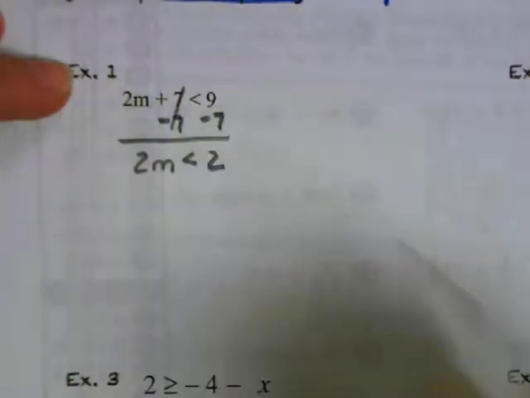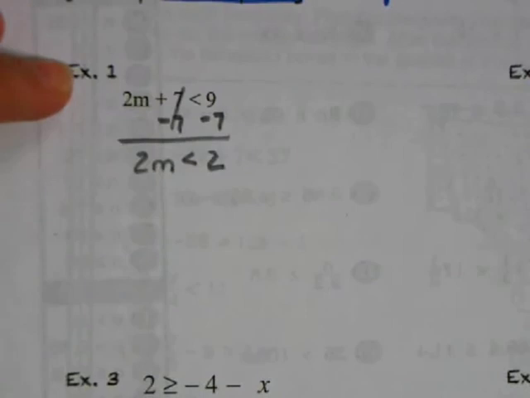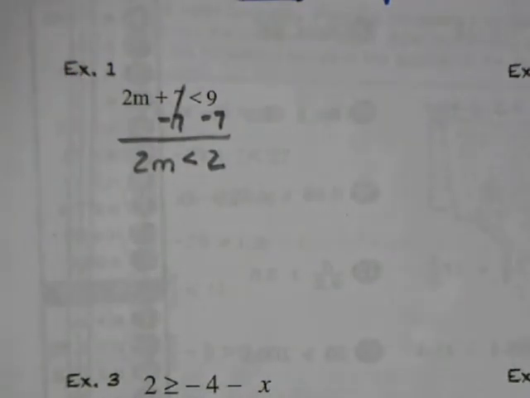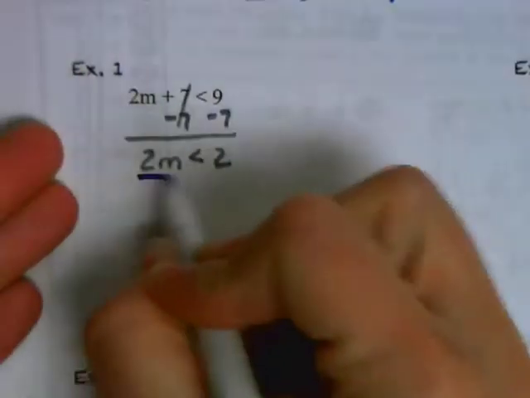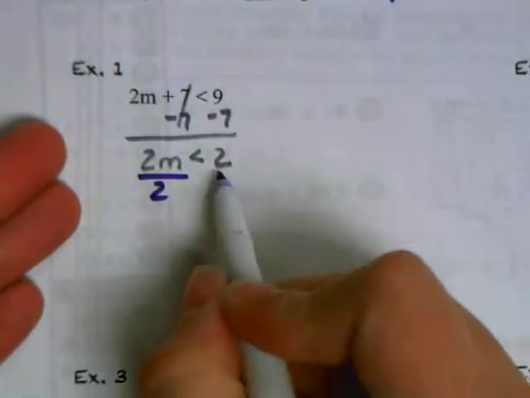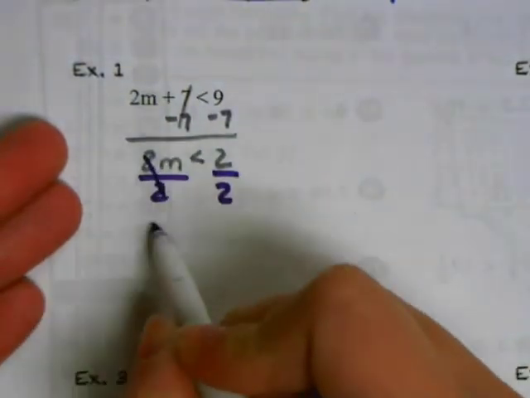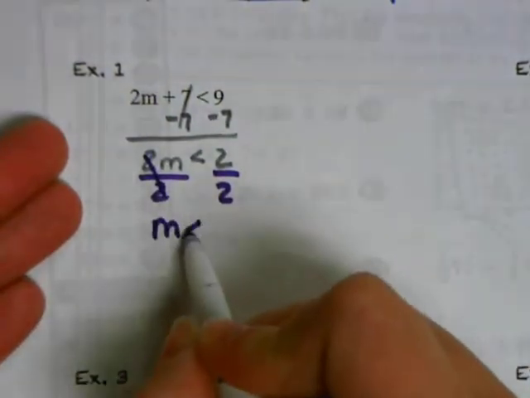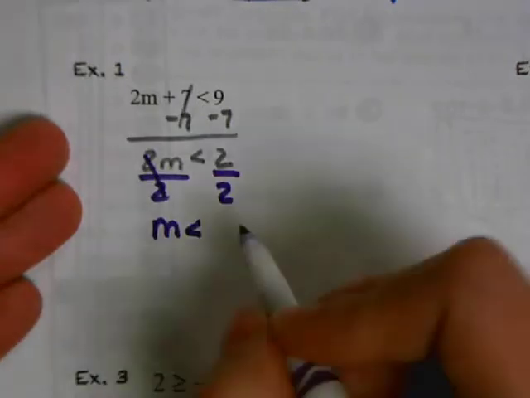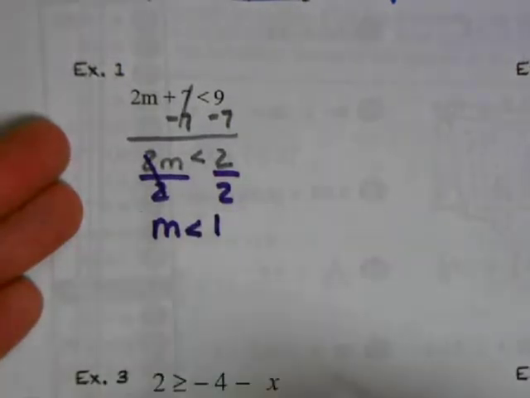9 minus 7 is 2. To get the m by itself, the final step is we are going to divide both sides by 2 to get m by itself. And we get m is less than, what's 2 divided by 2? 1.